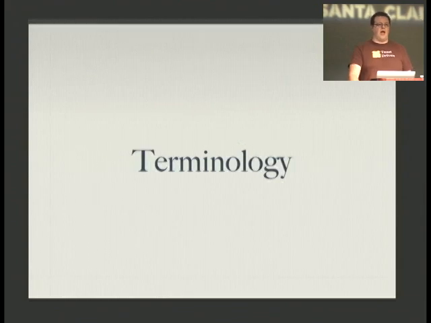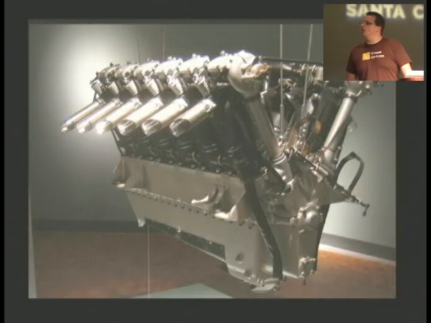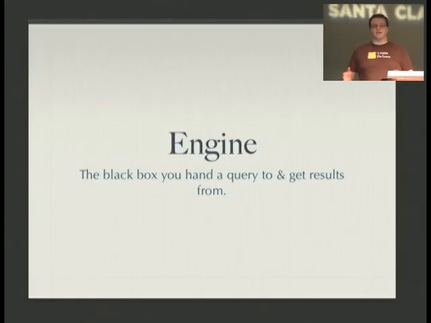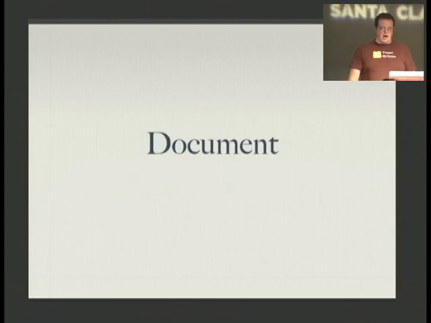So, as with all fields, there's a ton of terminology, so we're going to go through some stuff really quick so that what I say throughout the rest of the talk has some meaning. So we're going to talk about these terms, and we'll start with engine. The engine is the black box you hand a query to and you get the results from. The good examples of open source engines are things like Solr, Elasticsearch, Zapier, Whoosh, and many others. Sphinx is an example.